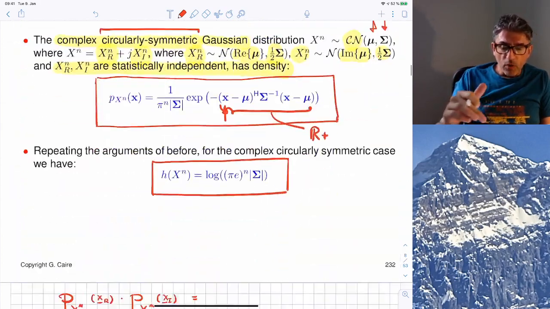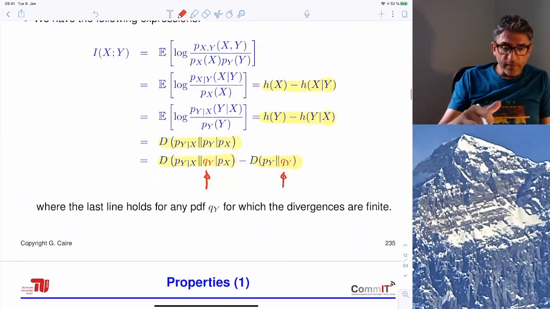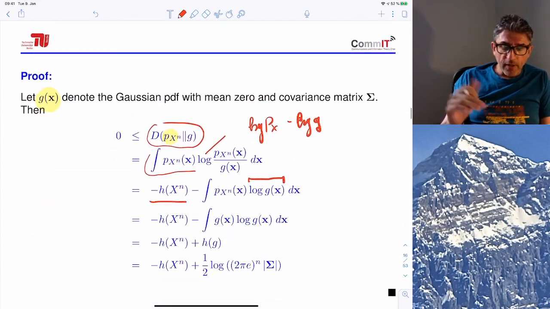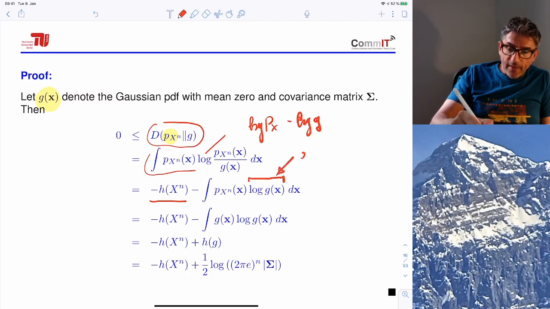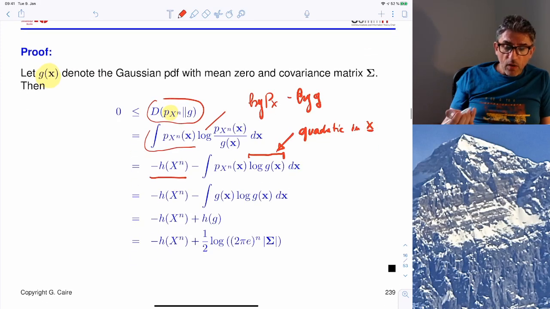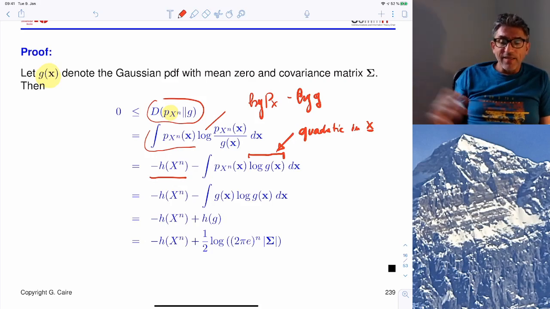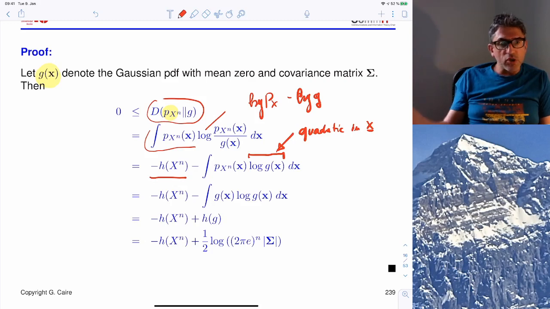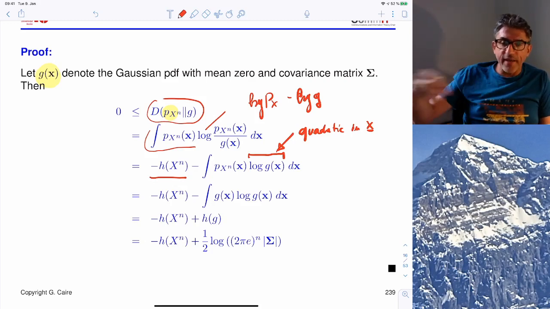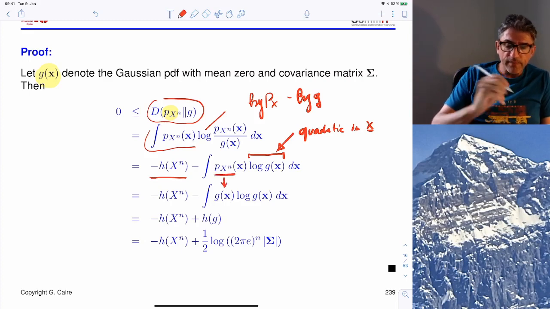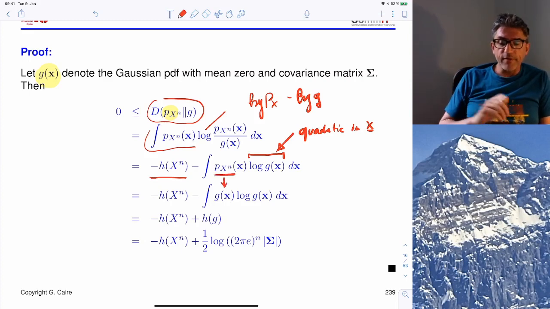So what we can do here, we use the following trick. Since this is quadratic in x, the result of this integral is the same for all the distributions with the same covariance, because only the second moment will count. So we can replace P with G, because they have the same covariance.